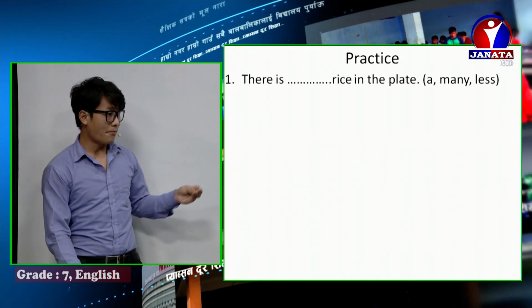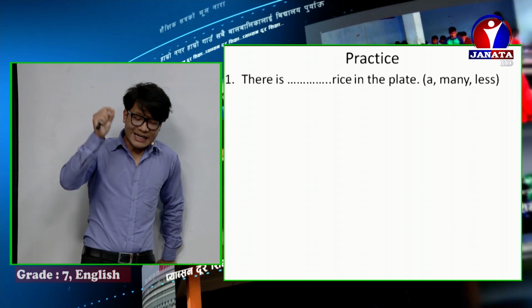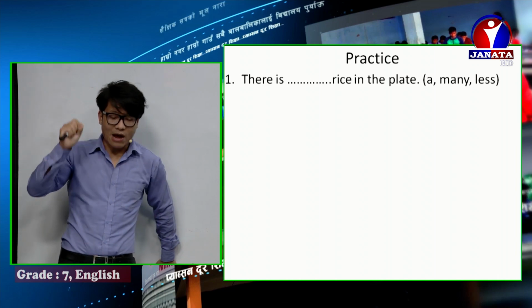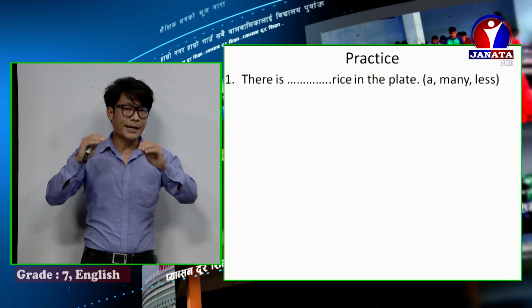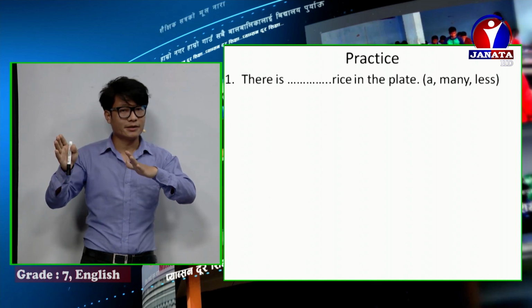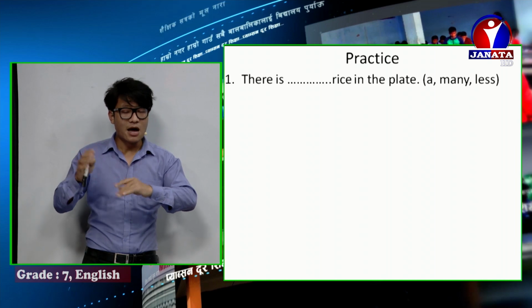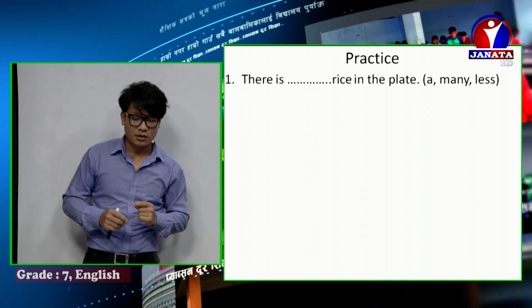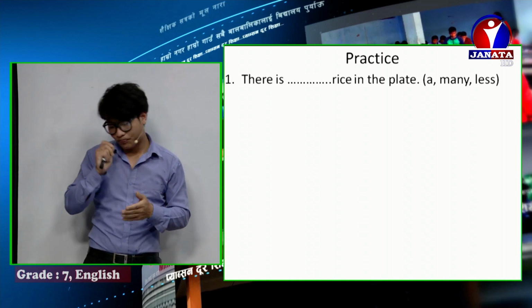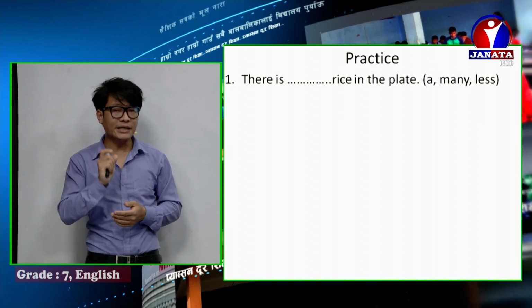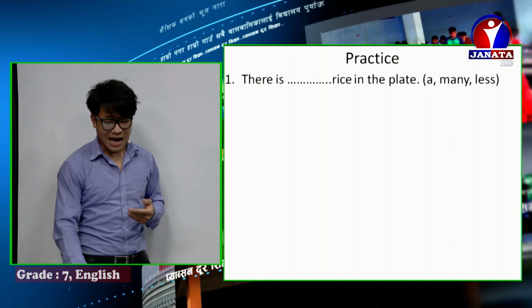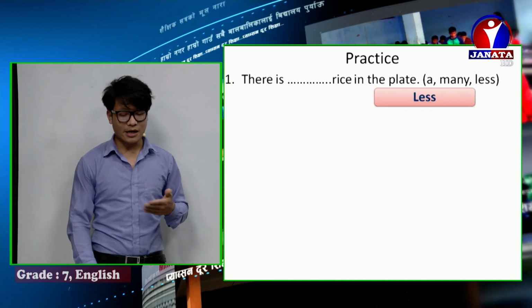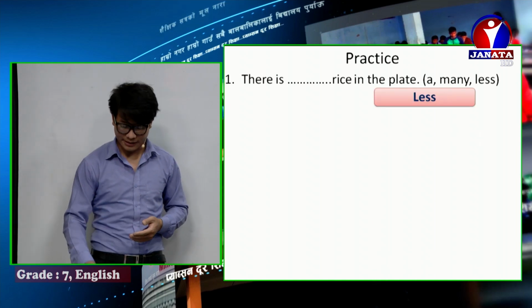Now let's have some practice here. There is dot dot dot rice in the plate. Options: many, less. Rice is an uncountable noun. So what is correct? Obviously you can guess that the answer is less. There is less rice in the plate.